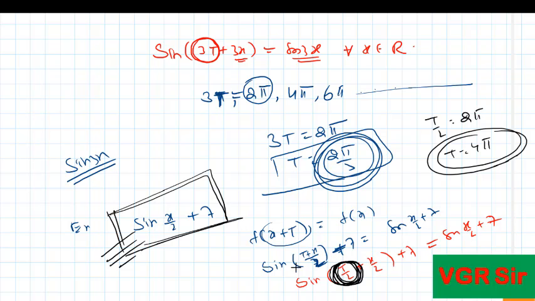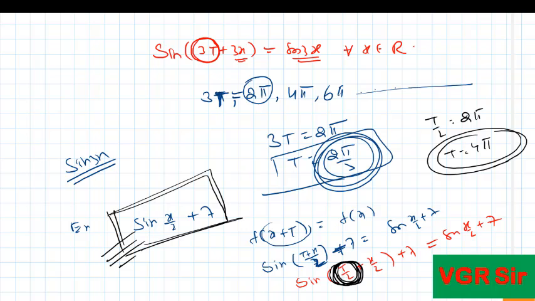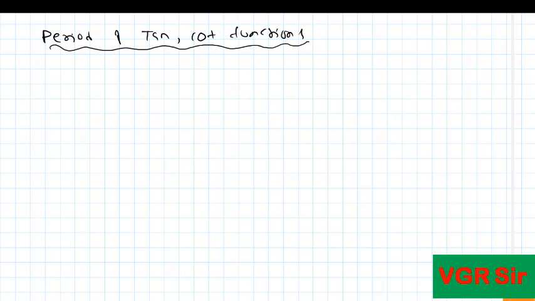Next, I want to find the period of the tan, cot, sec and cosec functions. Okay, students, how to find the periods of tan and cot functions? Observe, same definition. First of all, we know that tan of pi plus theta equal to tan theta.